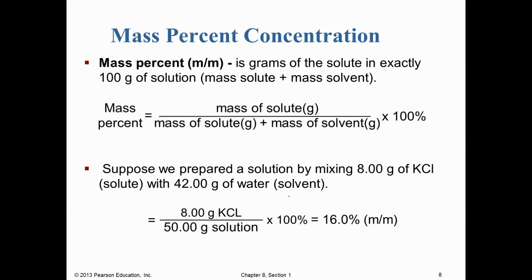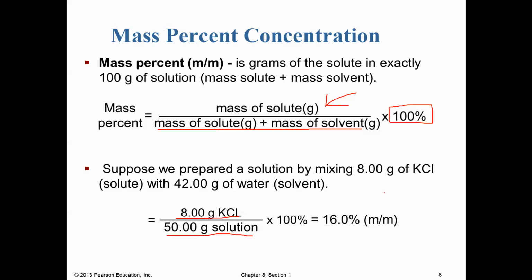So let's talk about mass percent. So mass percent is pretty simple. It's the mass of our solute over the mass of our solution. And our mass of our solution is simply going to be the mass of solute plus the mass of solvent. And then we take this quantity and we multiply it by 100. So if we prepare a solution that contains 8 grams of KCl in 42 grams of water, so that's going to be, here's our 8 grams of solute up on top, and 50 grams of solution.